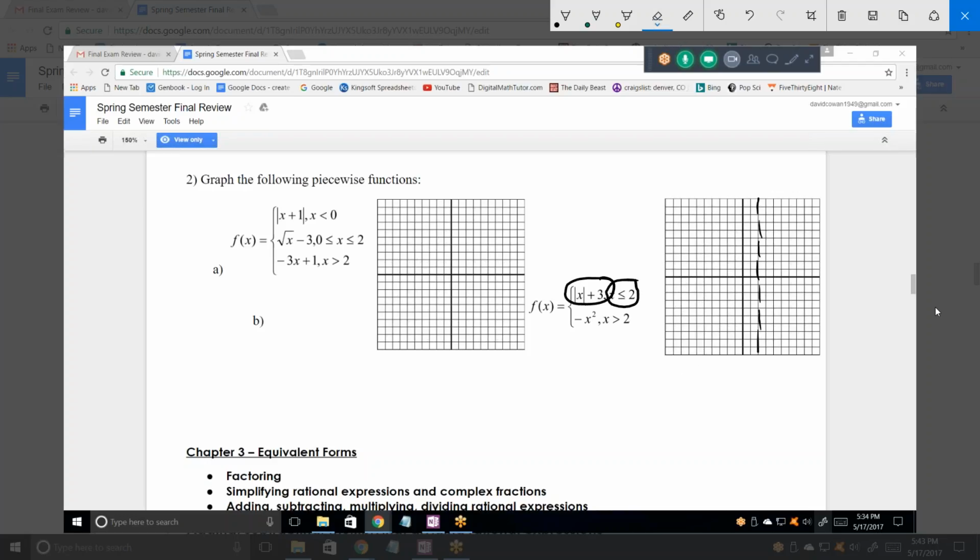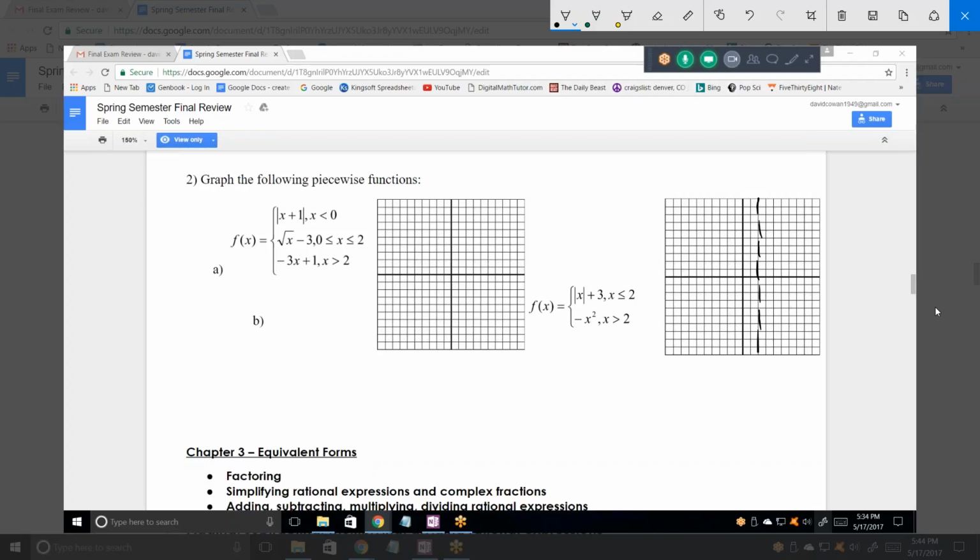With me? These piecewise functions aren't hard at all. You just have to know how to look at them. And if you don't know how to look at them, they're really hard. But if you know how to look at them, they're quite easy. Now, what does absolute value of x plus 3 look like? The vertex is at 3, 0, and it's a V.